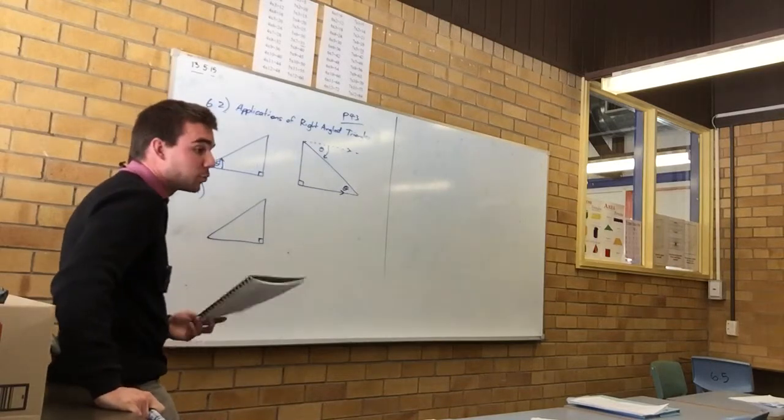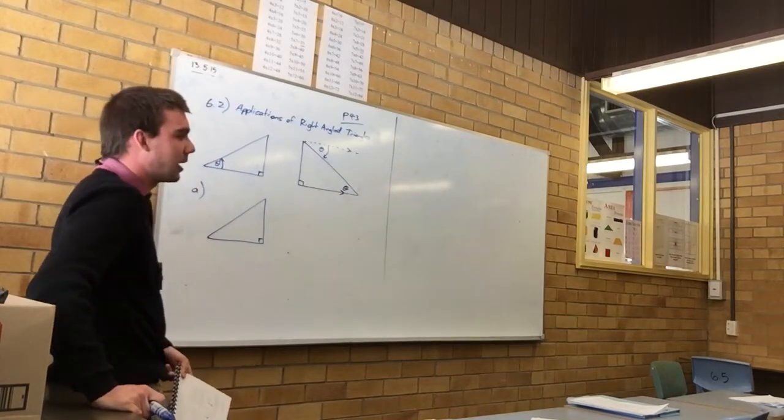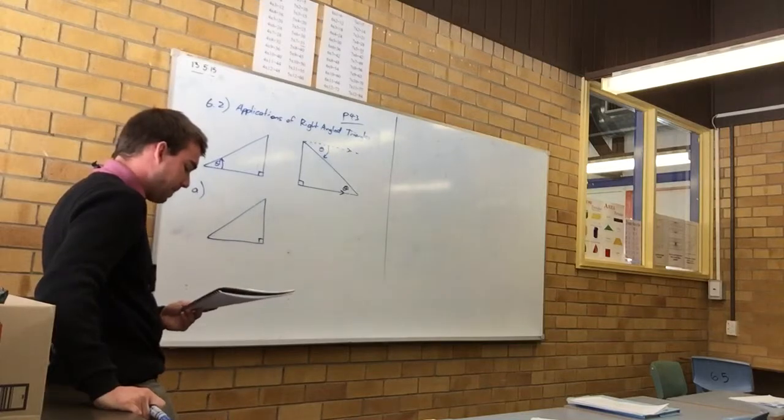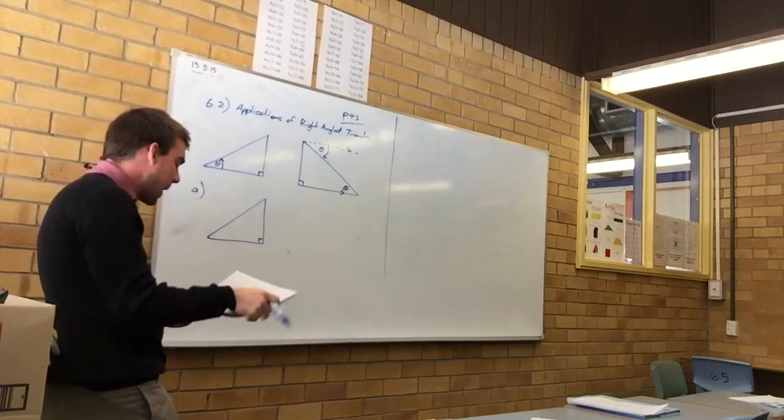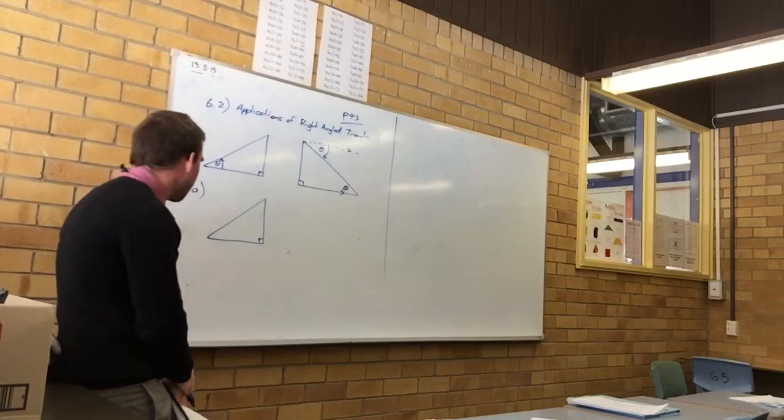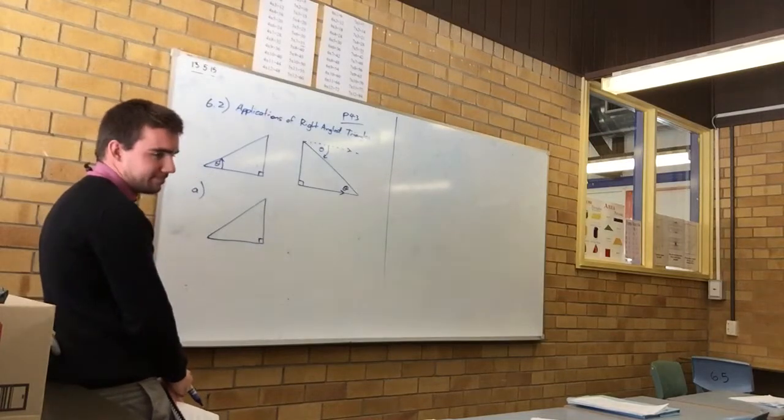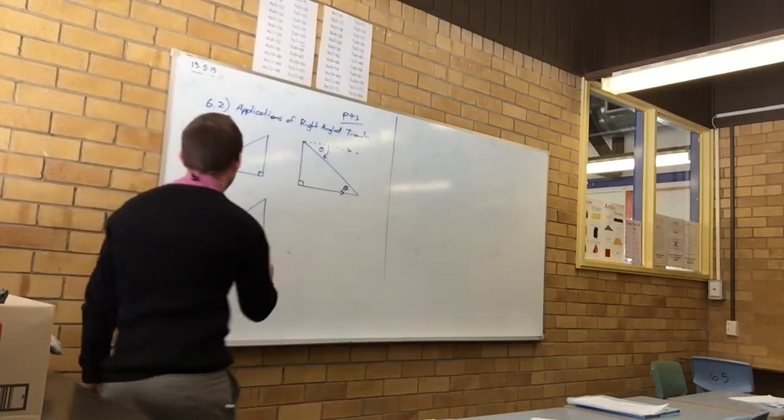Alright, so step number 1, draw a diagram. It's a right angle triangle, trig. So he's 50 metres away from the base of the building. Which part of my triangle is that referring to? The flat bit on the bottom.